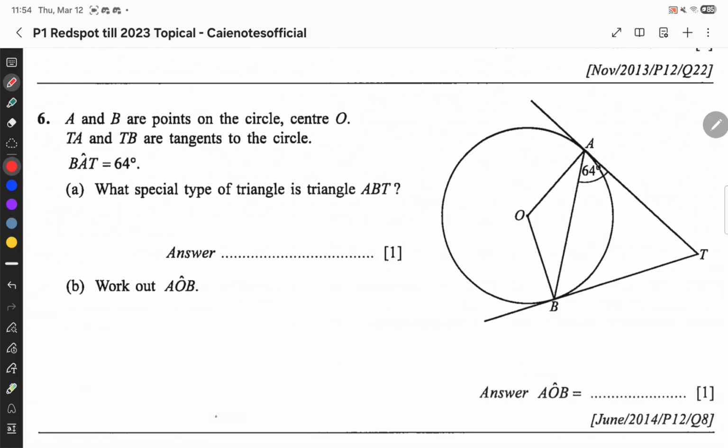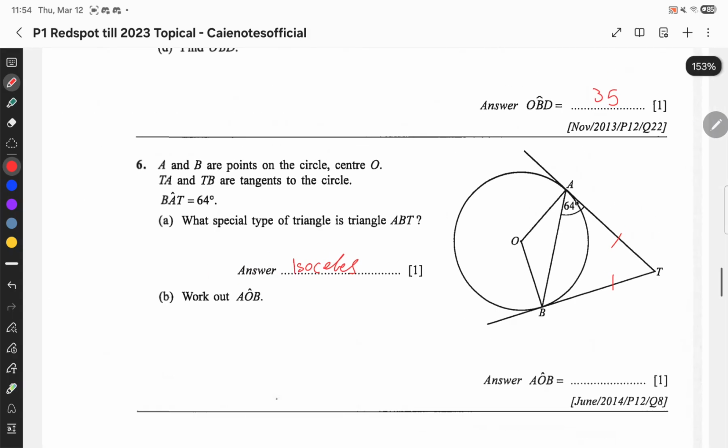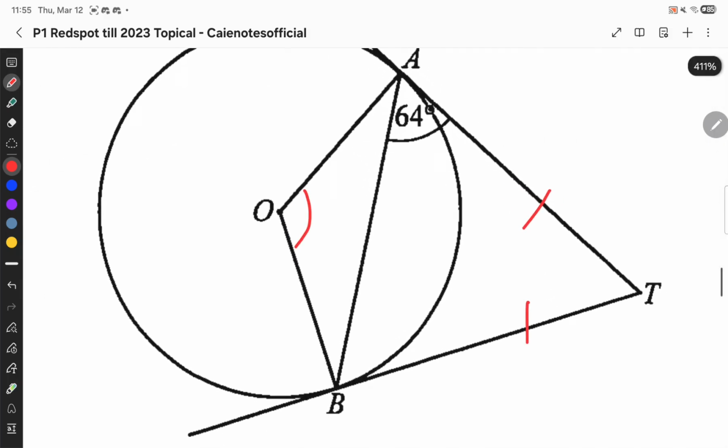Sorry about that. What special type of triangle is triangle ABT? Now remember, in ABT these two sides are the same, so this is an isosceles triangle. Okay, don't mind my spelling. Work out AOB, meaning work out this angle. How do we do this?